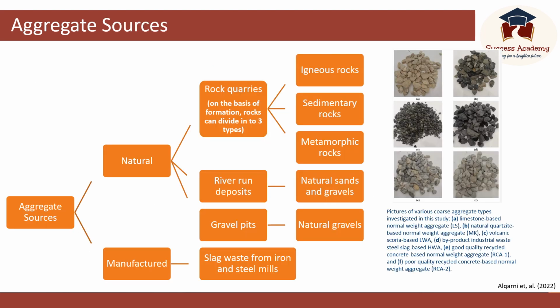Aggregate properties depend on the aggregate source. Aggregate sources can be natural or they can be manufactured. Natural sources of aggregates are rock quarries, river run deposits, and gravel pits. Rock quarries can be igneous rocks, sedimentary rocks, or metamorphic rocks. River run deposits are natural sands and gravels. Gravel pits are the natural gravels that we can find in the environment. Manufactured sources can be slag waste from iron and steel mills.